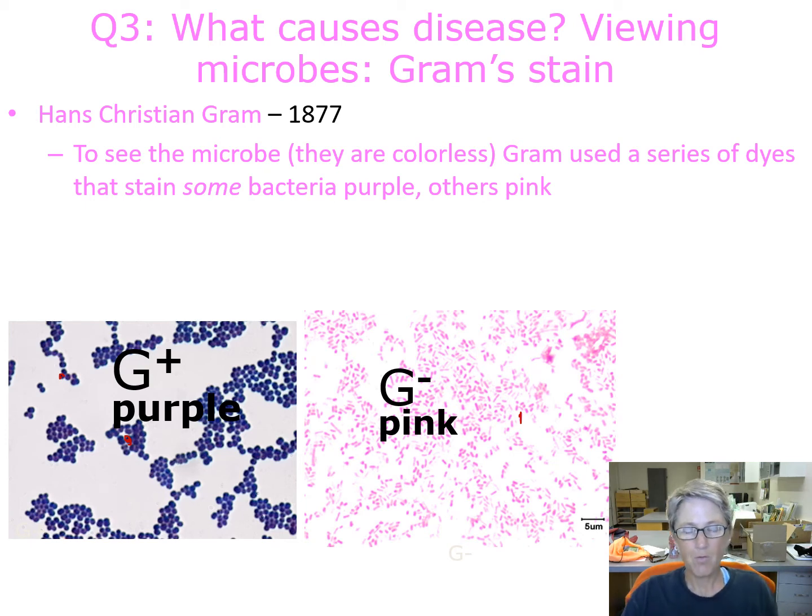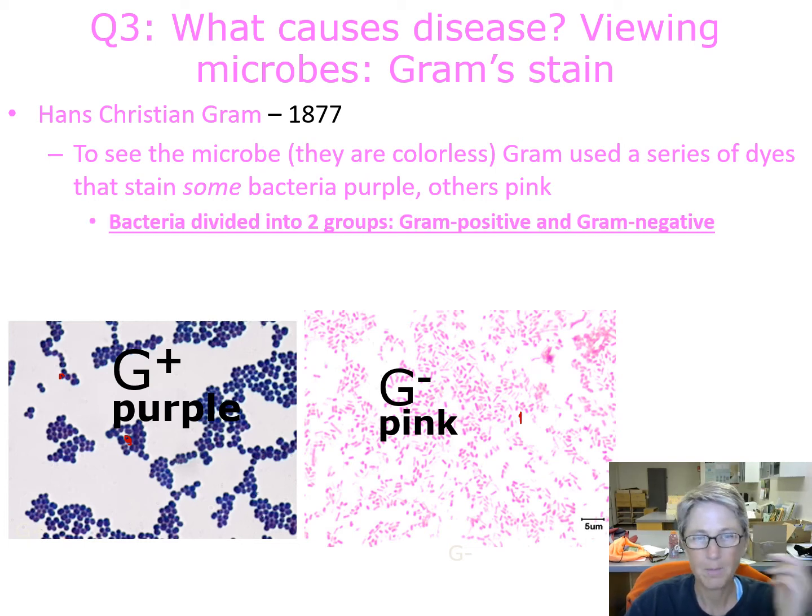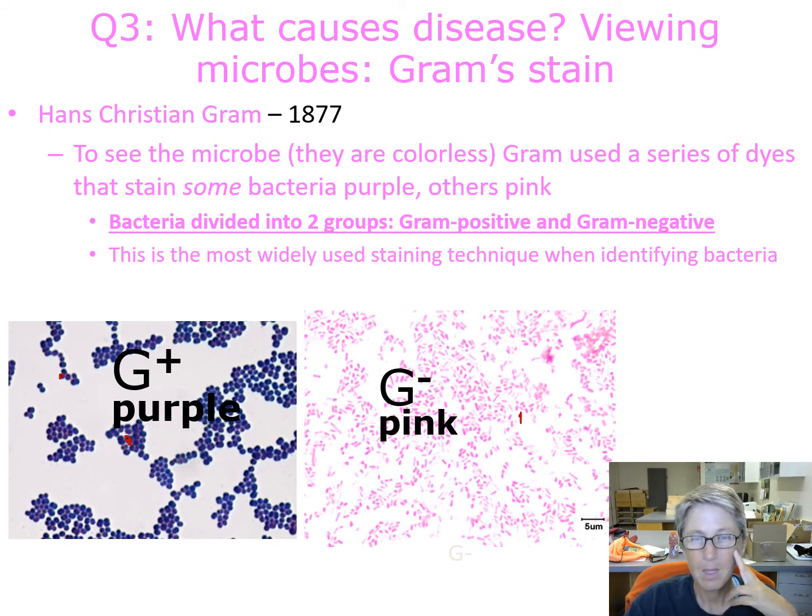If you just put a microbe on a slide and looked at a microscope, you wouldn't see it. Microbes are colorless. So Gram used a series of dyes that stained some bacteria purple, that's gram-positive, some bacteria pink, that's gram-negative. It's the most widely used staining technique when you're looking at bacteria.